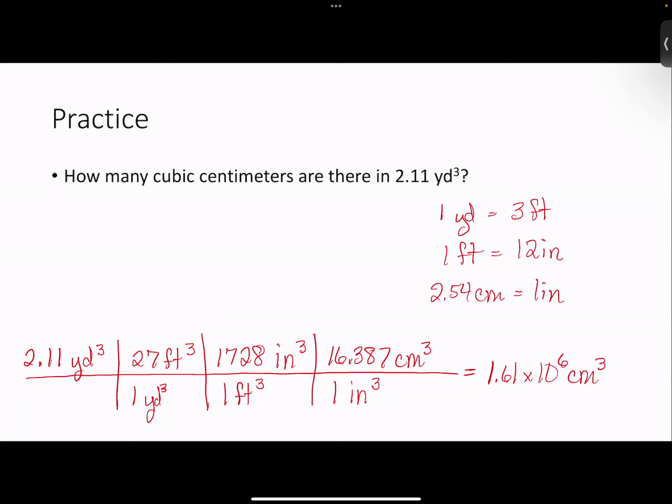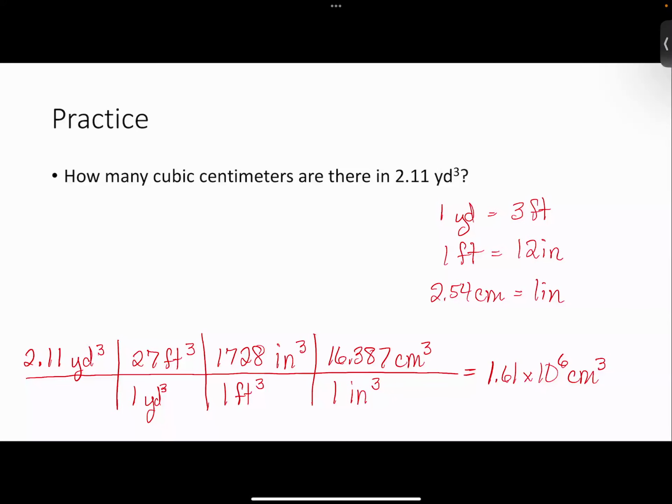But you talk to me how to do that. As far as the English to metric conversion, this is about as hard as it's gonna get. With this, what I started with is yard cubed, and I needed to convert that into centimeters cubed. So I had 2.11 yard cubed.